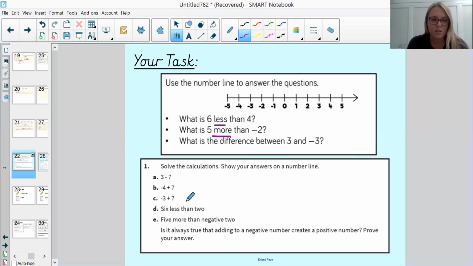And then the second question, some questions like we've just done on the number line, a couple very similar to this. And then the last one says, is it always true that adding to a negative number creates a positive number? Prove your answer. So have a go at playing about with some questions there and see whether you can prove that true, or if you think it's false, prove it false.